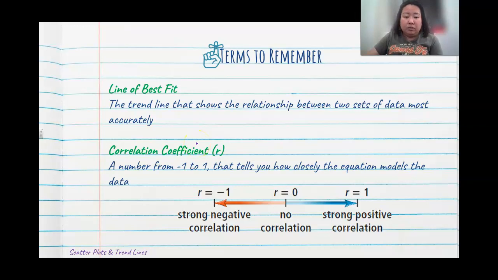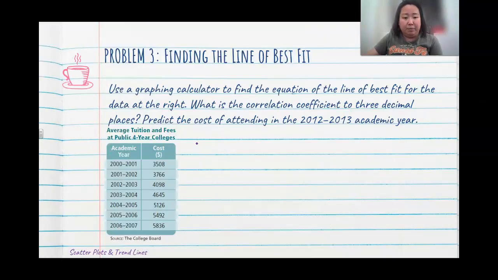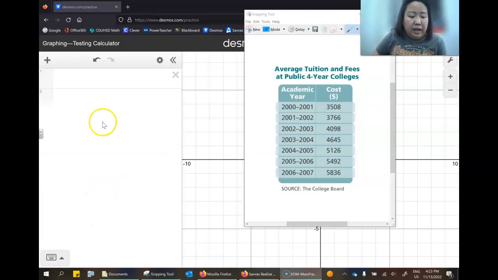So let's have this example. We need to use a graphing calculator. We are looking for the correlation coefficient up to 3 decimal places. This is our data set, and we need to predict the cost of attending in the 2012-2013 academic year. So this is our graphing calculator, that's Desmos, and I have here a copy of our data set.